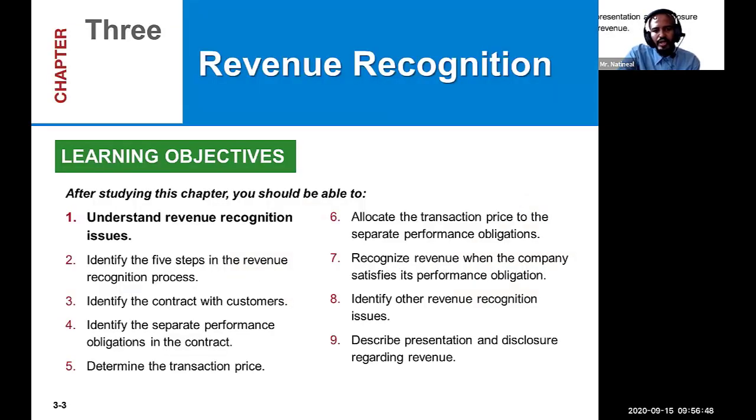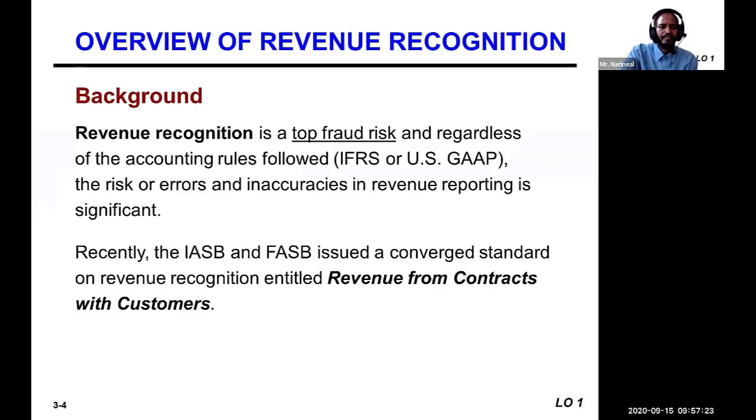There is a learning objective from the revenue recognition. You have to identify and understand revenue recognition issues, and identify the 5 steps in the revenue recognition process also. Then you have to also identify contract with customer, separate performance obligations, especially just the 5 steps of revenue recognition. Then recognize revenue when the company satisfies performance obligations, and describe presentation and disclosure regarding revenue. We have to understand this one also.